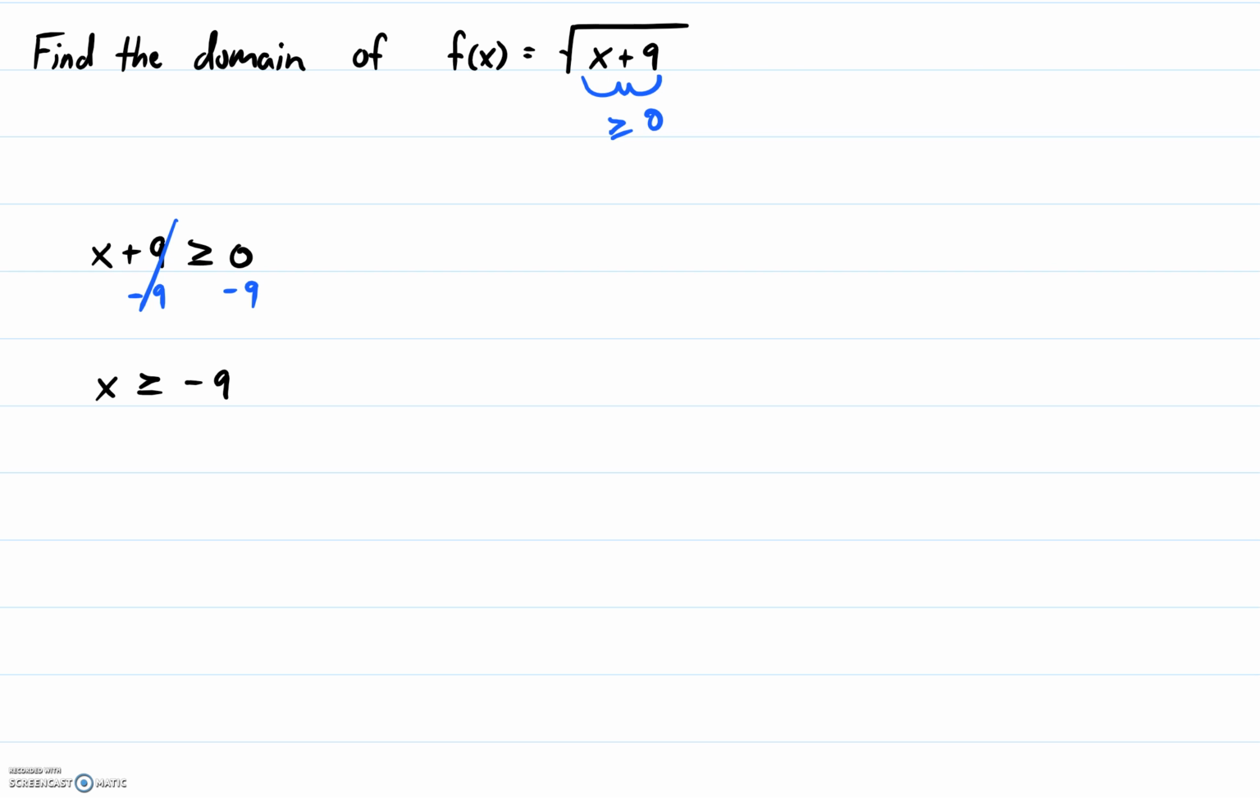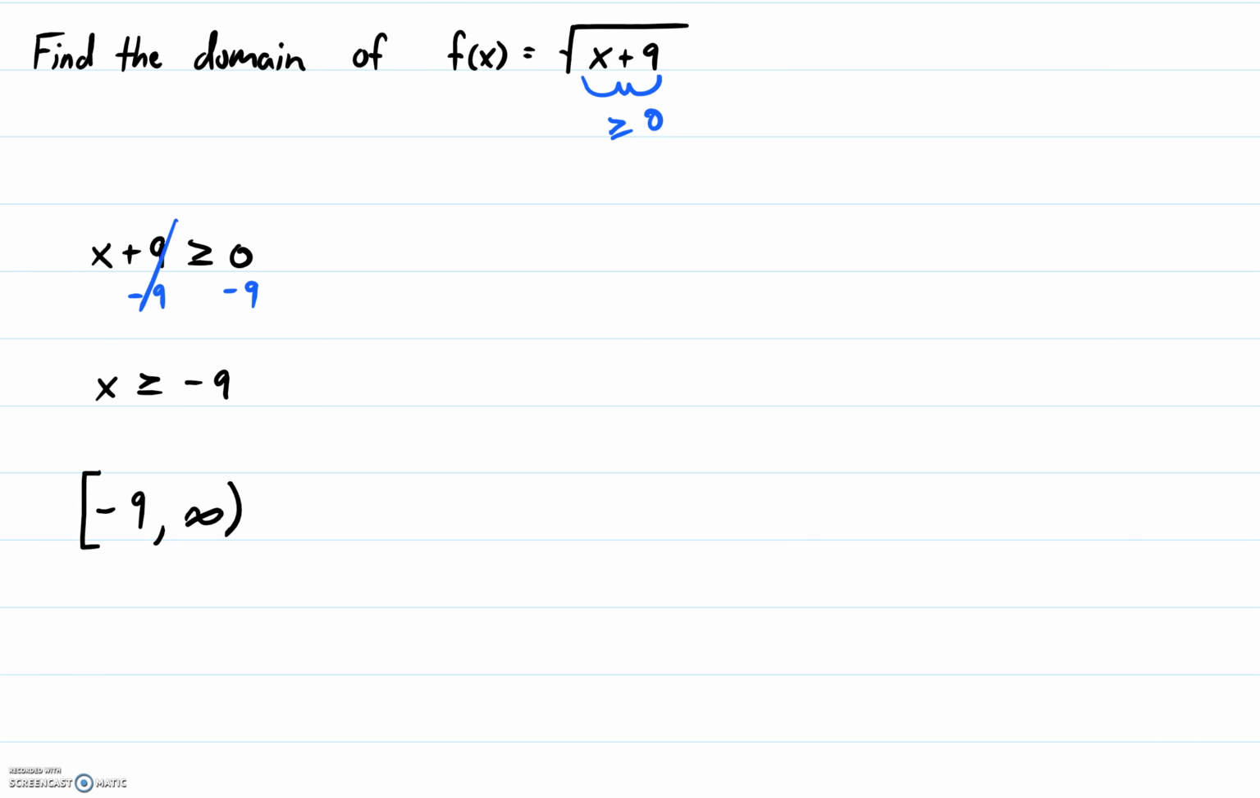Now, typically what you want to do is you don't want to leave it as an inequality. Typically, you want to translate this into interval notation. And so we want everything bigger than or equal to negative 9. So it's going to be everything from negative 9 all the way to infinity, because we want bigger than that. Of course, we want to put a parenthesis around infinity, or negative infinity as always, and we're going to put a bracket around the negative 9.